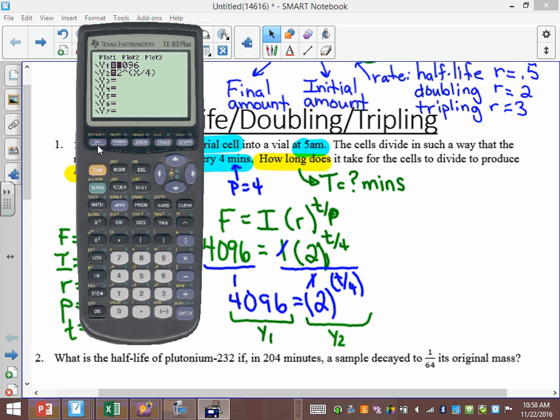Now, what you want to do is find out where they cross. Some people just go second, trace, 5, enter, enter, enter. You might say, but I can't see anywhere that it's crossing. If it says that, it might just be that your x needs to be bigger, right? Because you're not actually seeing it. So go to your window, quit. Go to your window and make your x max be 100.